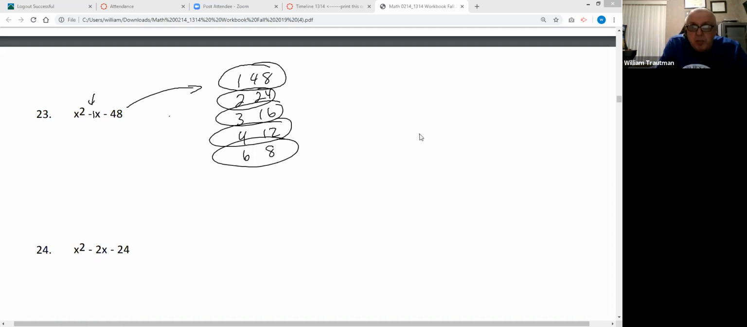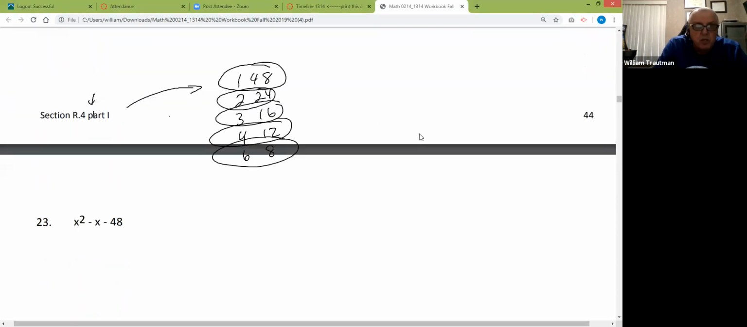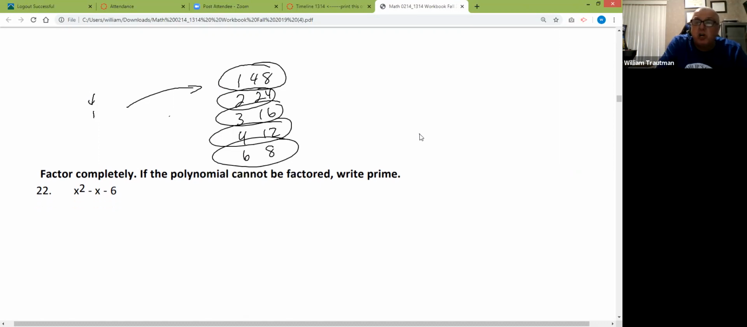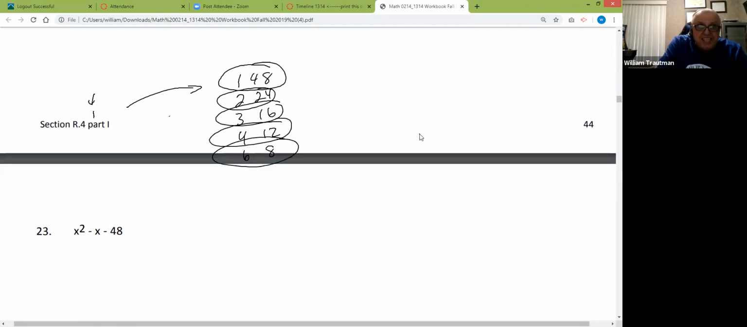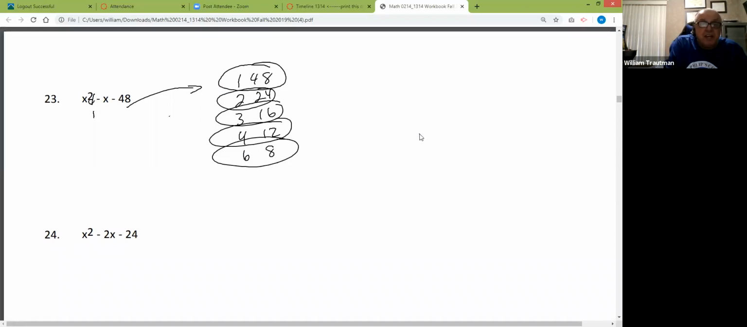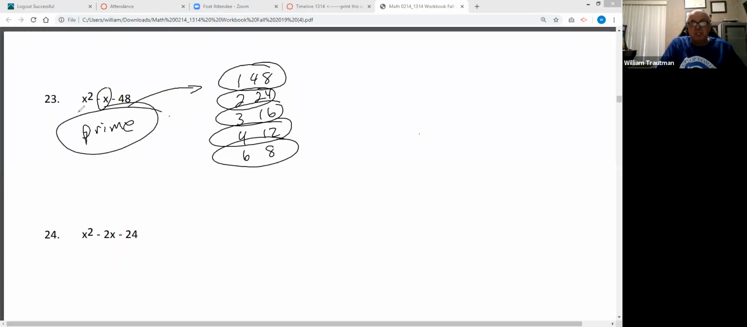Let's go back up a little bit. Factor completely. If the polynomial cannot be factored, if you can't find the pairs to do this, then it's called prime. That means it cannot be factored. This cannot be factored because I can't find a pair that adds or subtracts to equal the middle term, 1. So this cannot be factored. It's prime. We're done.